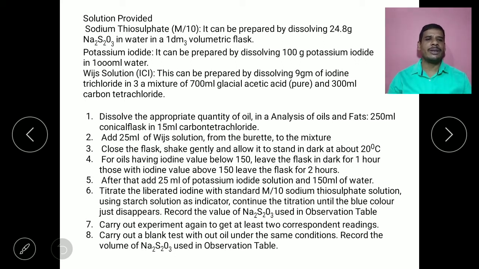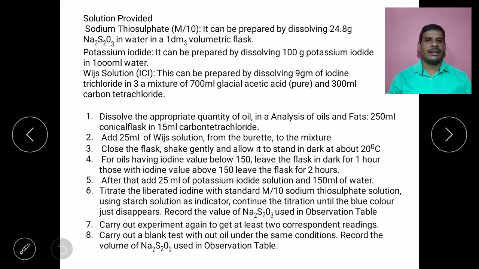Okay, now see the procedure. How will you determine the iodine value experimentally? Dissolve an appropriate quantity of oil or fat. Appropriate quantity means we don't take it randomly; we should take the oil by measuring its weight. We take 1 to 2.5 grams, or 1 to 2 grams, of that particular oil sample.